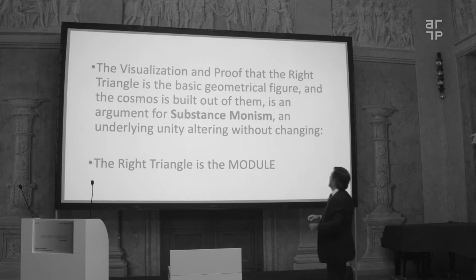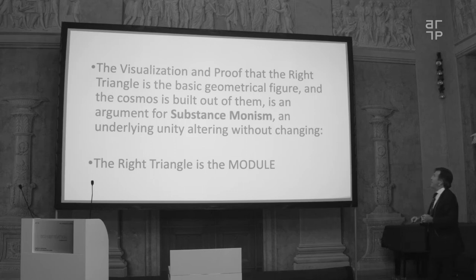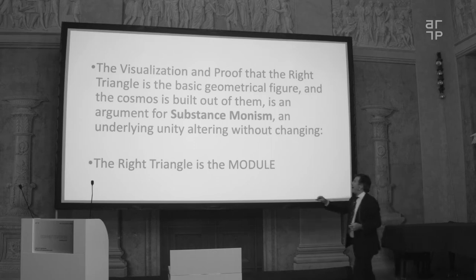The visualization and proof that the right triangle is the basic geometrical figure and the cosmos is built out of them is an argument for substance monism, an underlying unity altering without changing. Thus, the right triangle is the module.